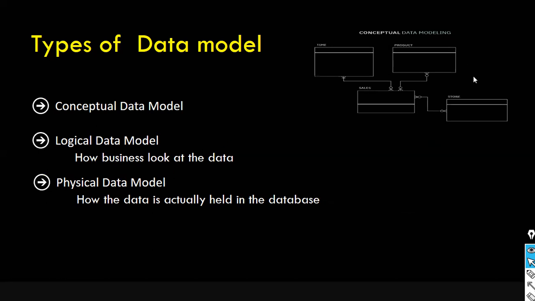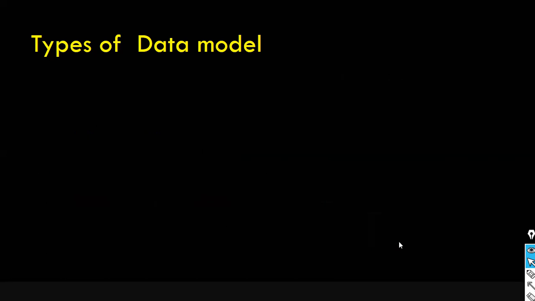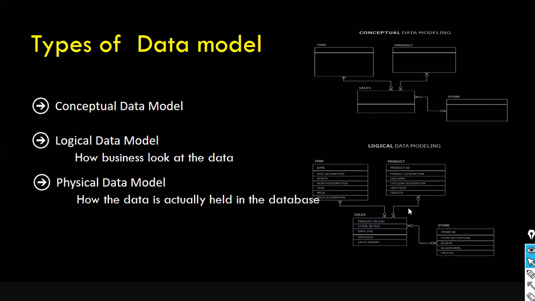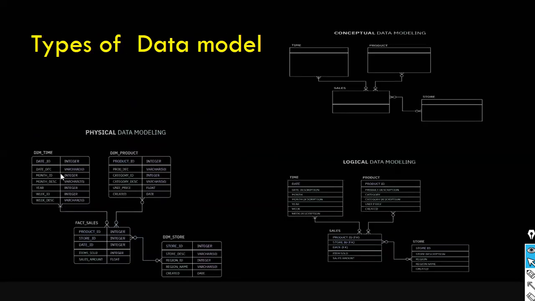Look here. Initially you have something like this: the sales table, product table and store table, and how these table entities are interacting with each other. The next one is the logical model, with the columns that are required in each and every table. And finally, you define the data types, everything, as part of the physical data model. So this is how your physical data model looks.